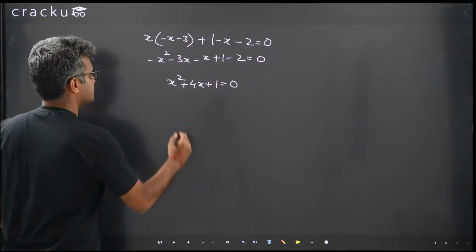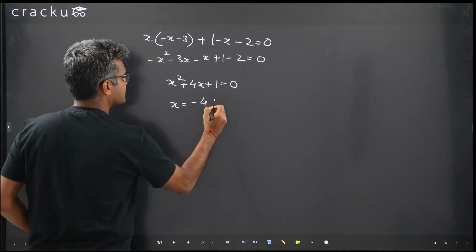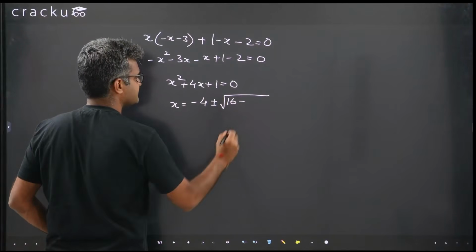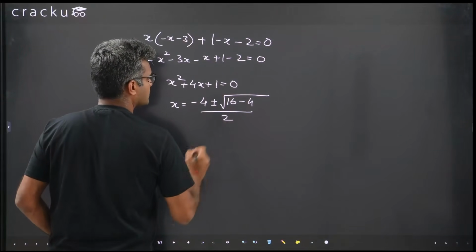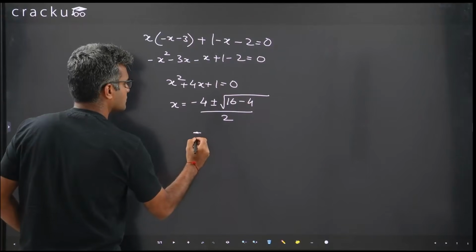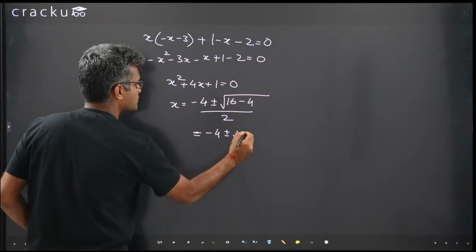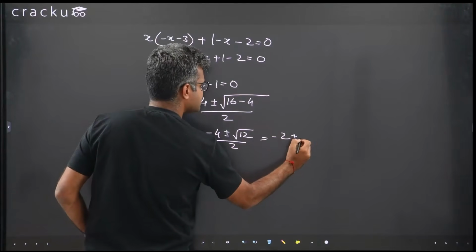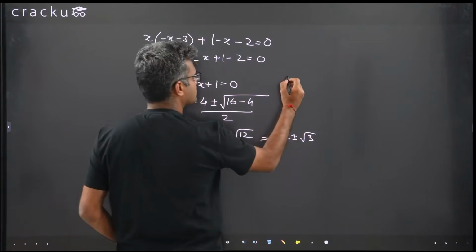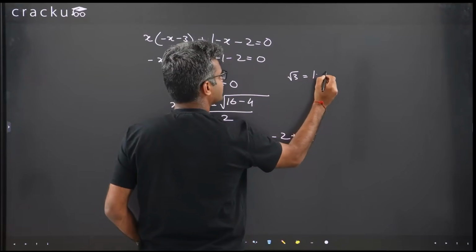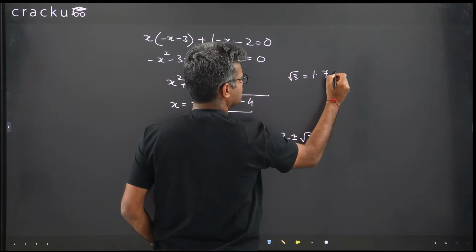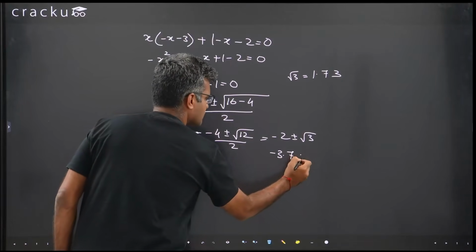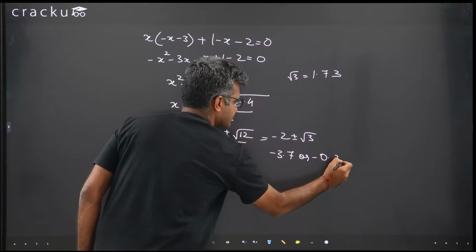This has two roots. The roots are x is equal to minus 4 plus or minus square root of b square, that is 16, minus 4ac, which is 4, divided by 2. This will equal minus 4 plus or minus square root of 12 by 2. This is equal to minus 2 plus or minus square root of 3. What is the value of square root of 3? Square root of 3 is approximately 1.732. So this will be either approximately minus 3.7 or something like minus 0.27.